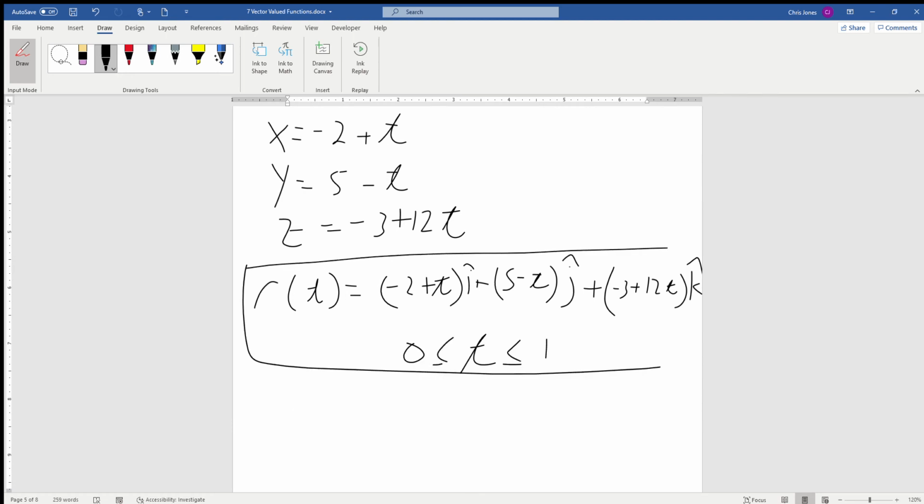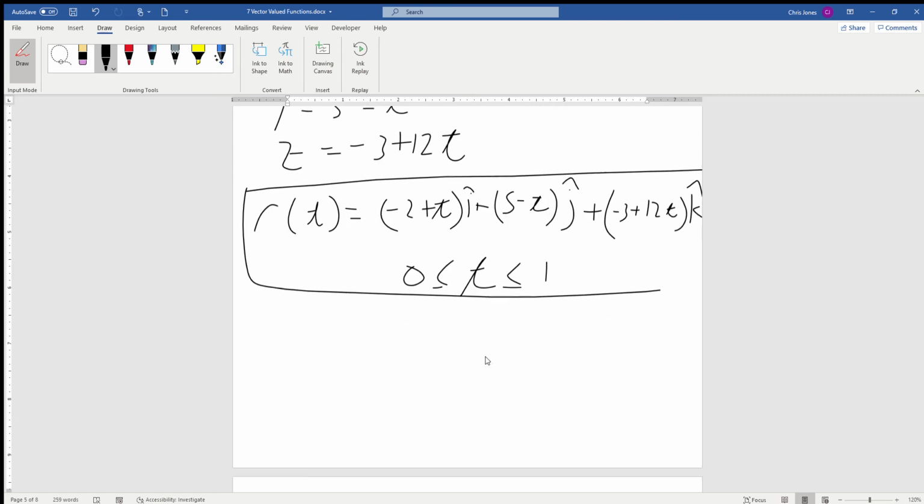So again, when you're building these line segments and parameterizing them as a vector value function, make sure you give both the equation of the function, but also a domain. And it's always going to be 0 to 1 with using the technique I showed you.